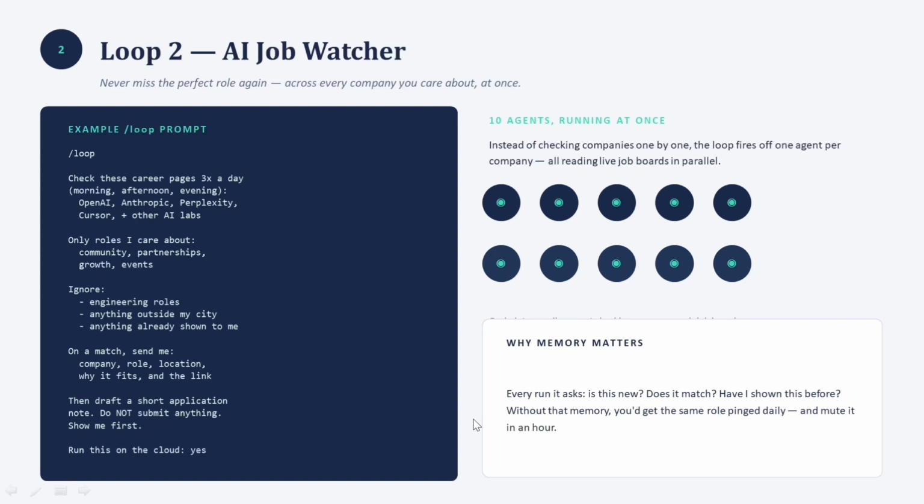Then for morning and afternoon, where you want to refresh your page, and which companies you want to use, such as OpenAI, Anthropic, Cursor, or any other AI lab that you want. Then only roles I care about, such as community, partnership, growth, event. It's kind of a filter. So it totally depends on what kind of job you want. You can add or remove parts of the description and the prompt as you want.